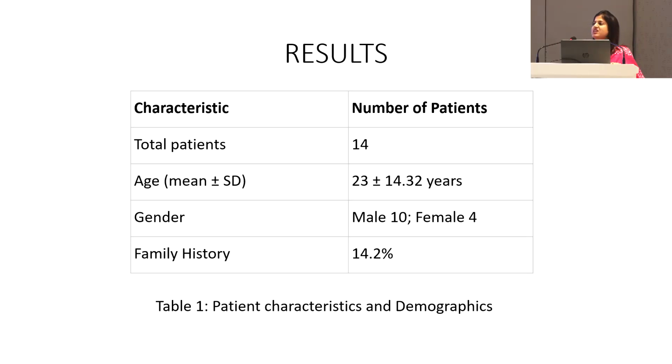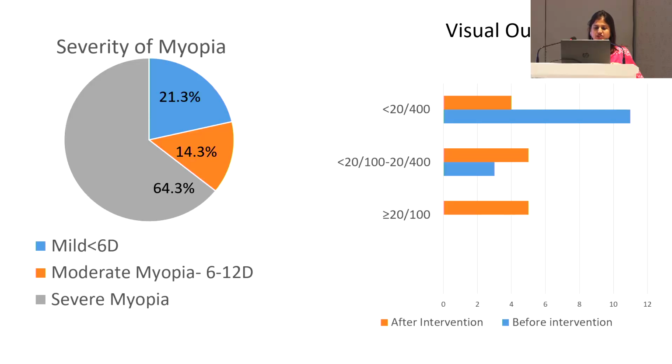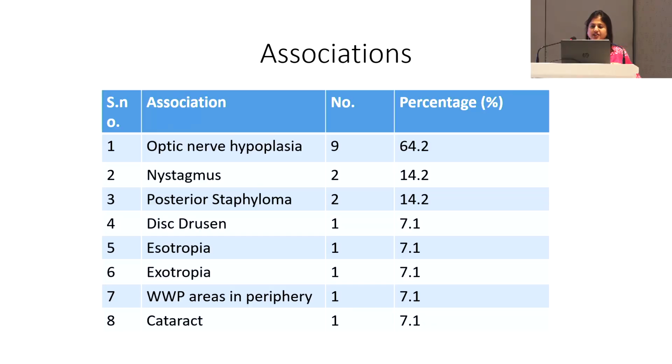The mean age of presentation was around 23 years and family history was positive in 14% of patients. The majority of the patients had severe myopia, which was more than 12 diopters. At presentation, the majority of the patients had uncorrected visual acuity less than 20/400, but after intervention, we had a couple of cases with visual acuity better than 20/100. The most common association with this syndrome was optic nerve hypoplasia in our study. Nystagmus and posterior staphylomas were also seen.